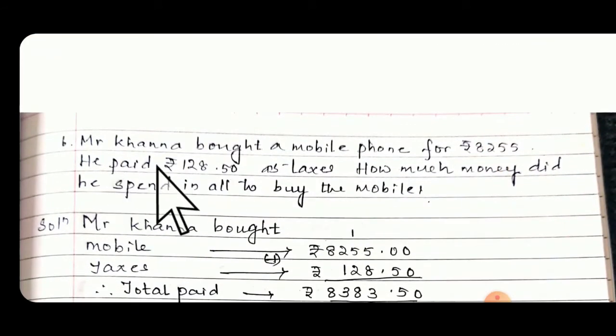Question number 6. Mr. Khanna bought a mobile phone of rupees 8,000. He paid 128 as taxes. Yes, for every purchase we have to pay the tax. How much money did he spend in all to buy the mobile? See, the tax also is included in our bill.